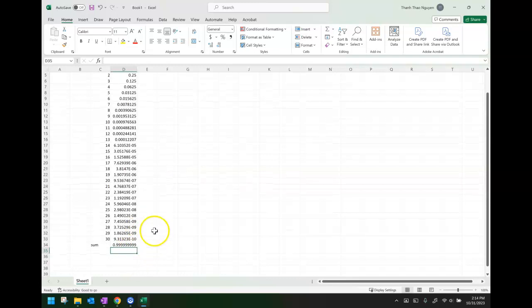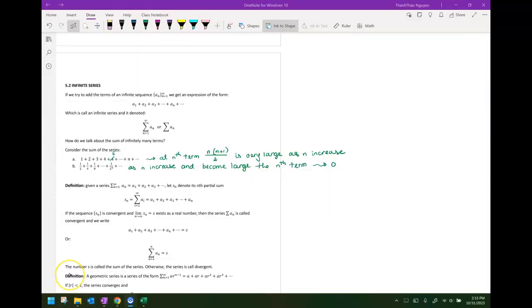So it seems like if I go ahead and continue adding as n becomes sufficiently large, I'll get closer and closer to 1. So the sum of this infinite series converges to a real number, that is 1. So then here I can say that the sum of a sub n, that is 1 over 2 to the exponent n, approaches 1.